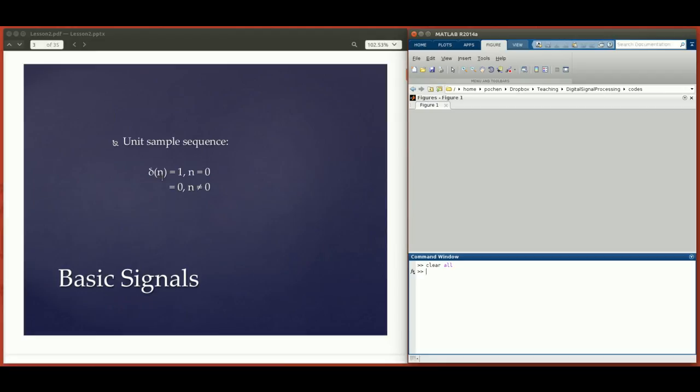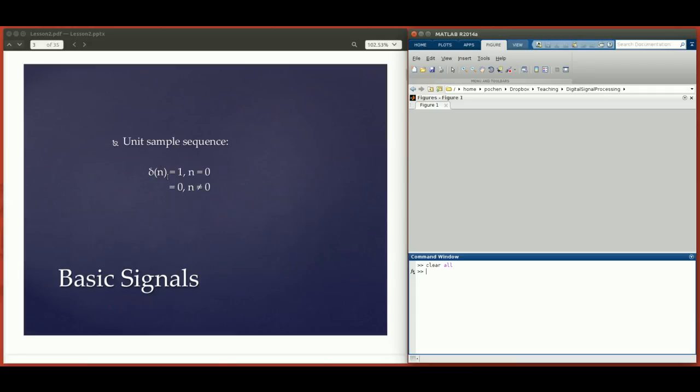And how can we actually write a function to represent this particular sequence, right? Let's give it a try. The first thing that I'm going to do is to open the Matlab editor. So here I have my Matlab open. For this particular window, I have just two windows viewable, which is the figure window and the command window. So now let's try to write a function that can represent this unit sample sequence.